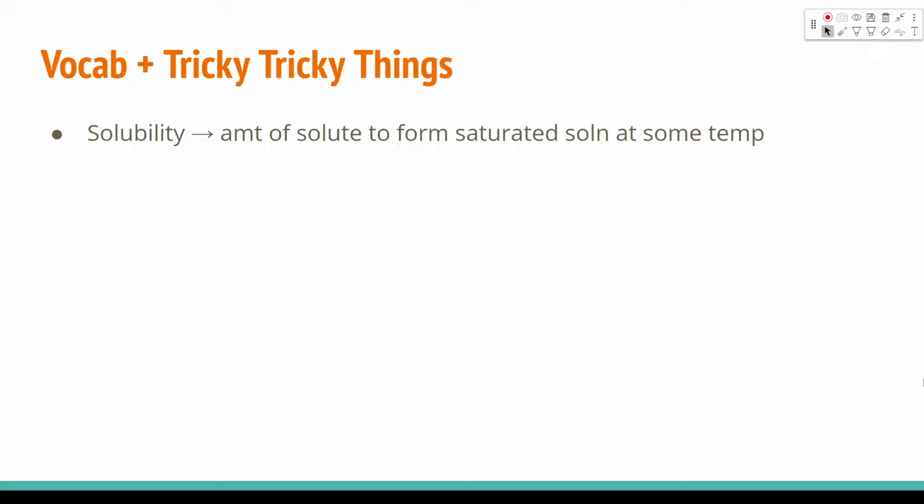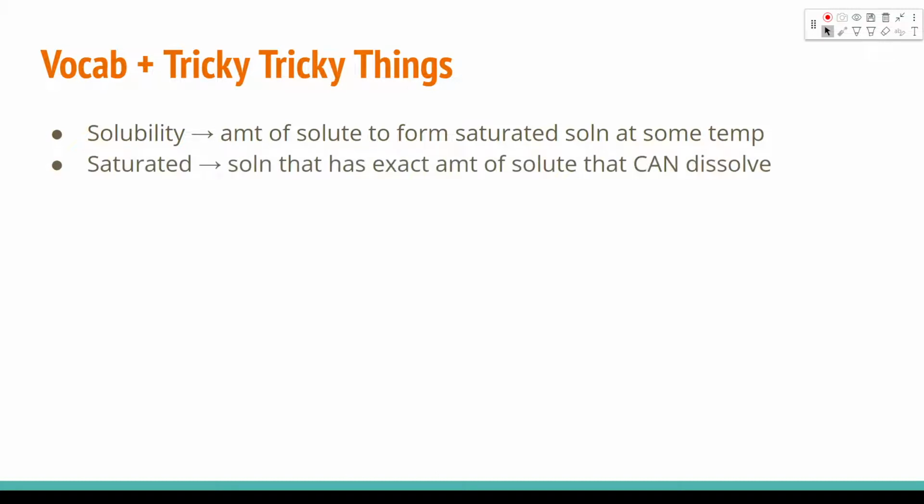So, if you need the full definition of solubility, here it is: the amount of solute to form saturated solutions at some temperature. Saturated means you are dissolving the solute and forming this solution, and once you reach saturation, you reach that saturation point. It is very dependent on temperature, just as we explained on the last slide. So here's the definition of saturated: it's a solution that has the exact amount of solute that can dissolve.